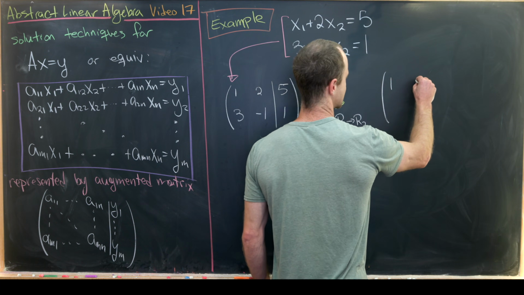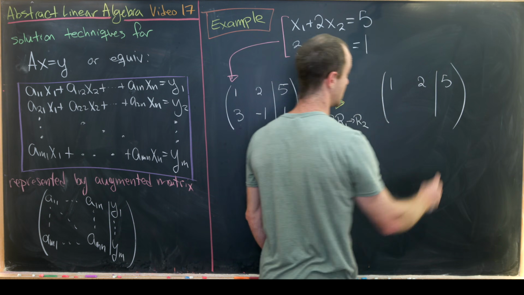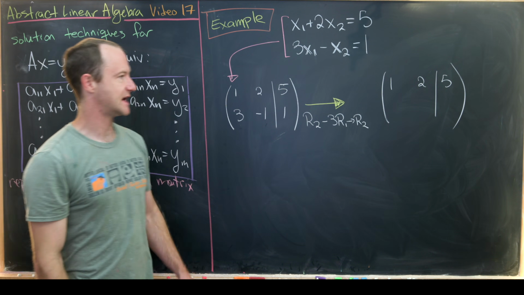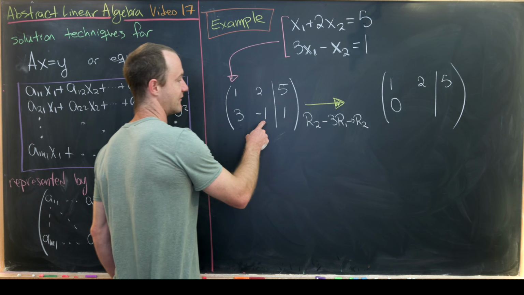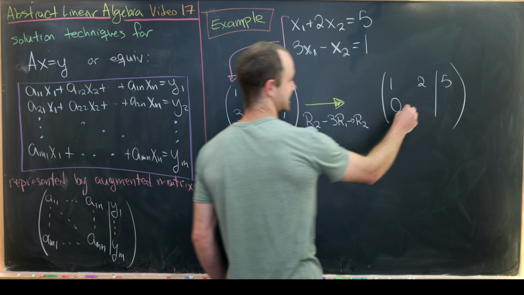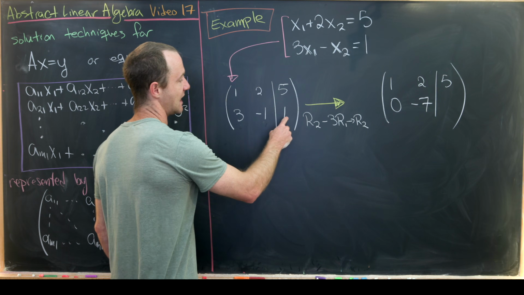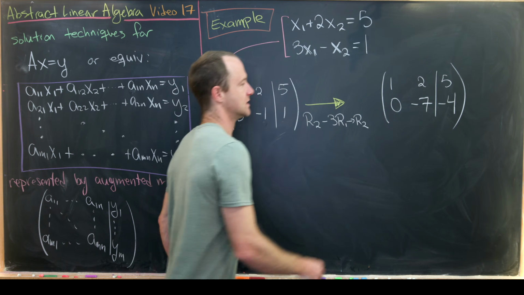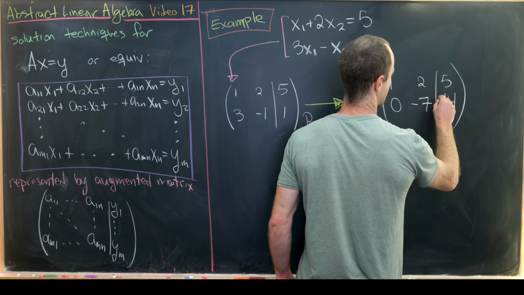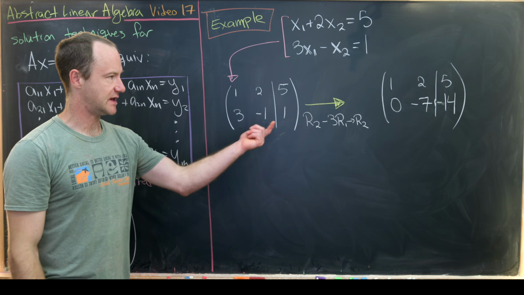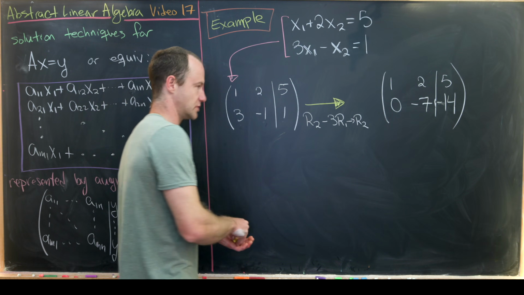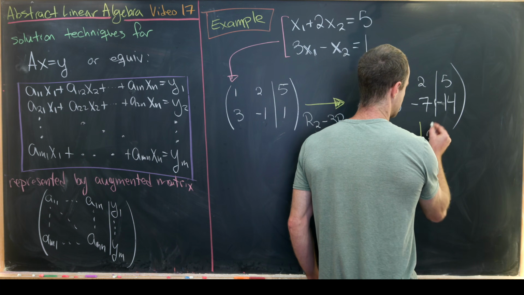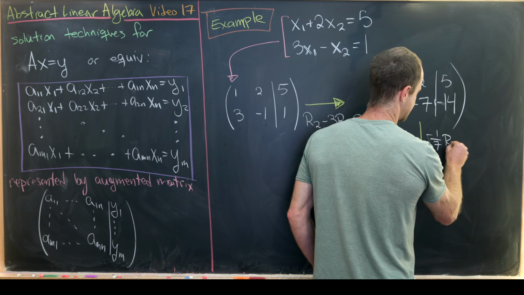The first row is not changing, so I'll copy all of the rows that aren't changing down. There's only 1 in this case. And then I have 3 minus 3, that's 0. Then I have negative 1 minus 6, that is negative 7. And then I have 1 minus 15, that is negative 14. Okay, good. And now the next thing to do would be to scale row 2. So let's do that. So we'll take row 2 and multiply it by negative 1 over 7, and that'll be our new row 2.